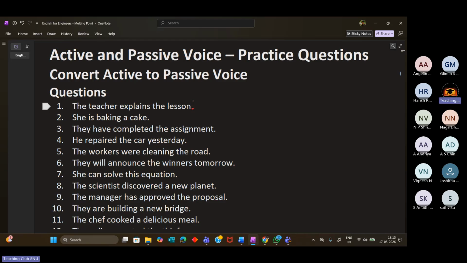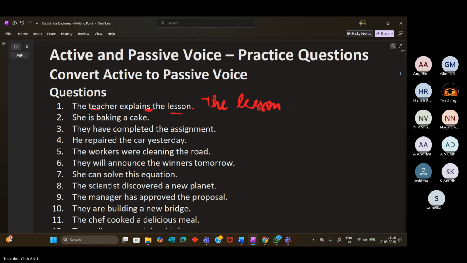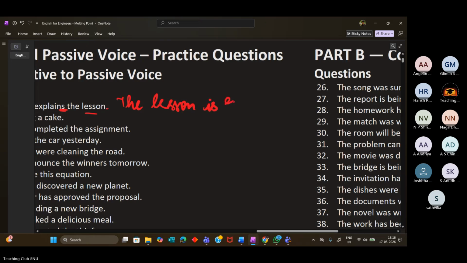Okay. So first question: the teacher explains the lesson. Here it's a simple present, right? So what we do? Here the subject is the teacher and the object is the lesson. So we just switch it over. You just say the lesson is explained by the teacher. Please excuse my wonderful handwriting.